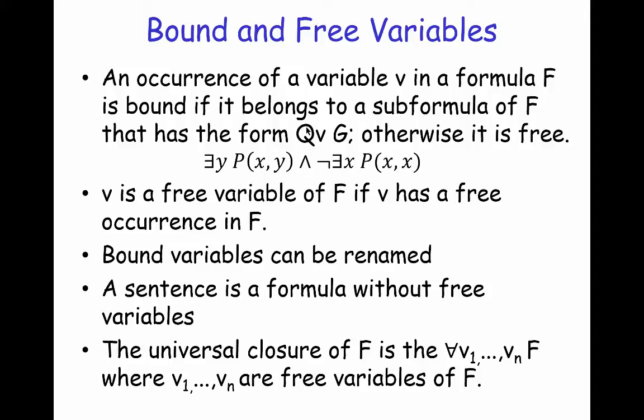So let's look at this example. There are x and y in this formula. There are 6 occurrences of variables: 1, 2, 3, 4, 5, 6. So let's look at the first one, y. This y is, of course, obviously in the scope of its quantifier itself. So this y is bound.